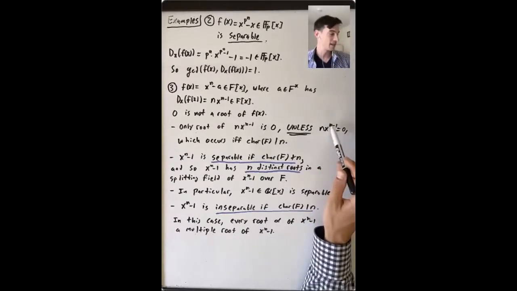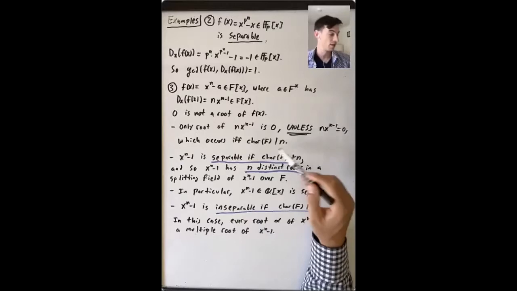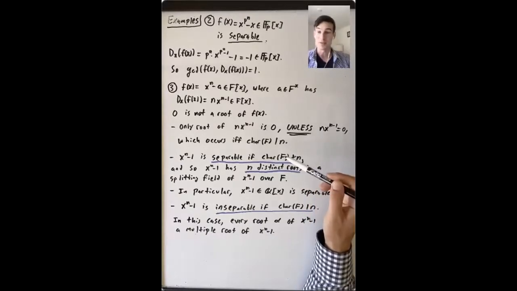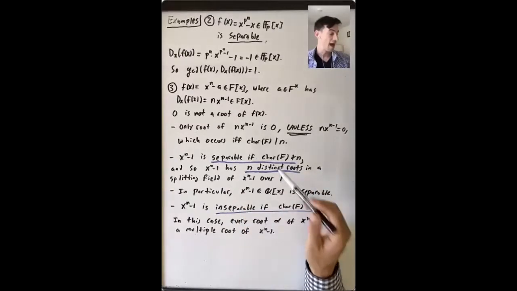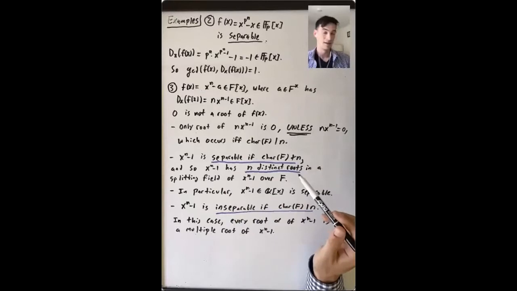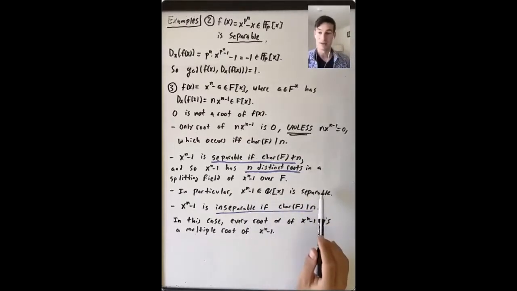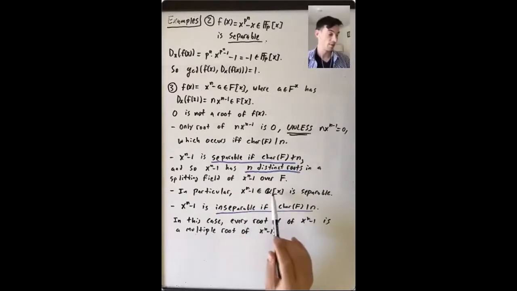So n times x to the n minus 1 is not the 0 polynomial. In characteristic 0, there are no common roots between f of x and its derivative. So x to the n minus 1 has n distinct roots. The field of characteristic 0 where we've talked about this before is Q. X to the n minus 1 in Q[x] is separable. That means that in a splitting field for this polynomial over Q, we have n distinct roots of this polynomial.